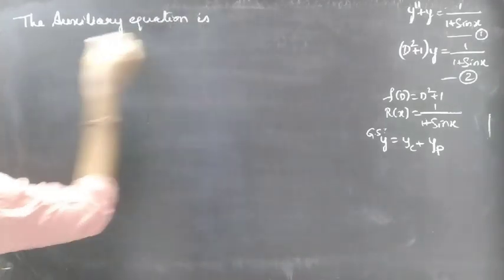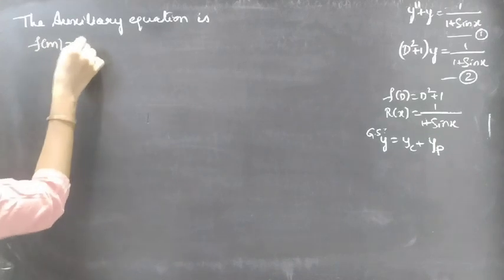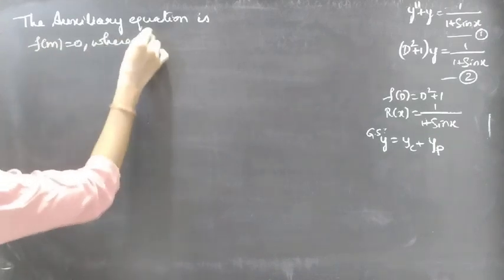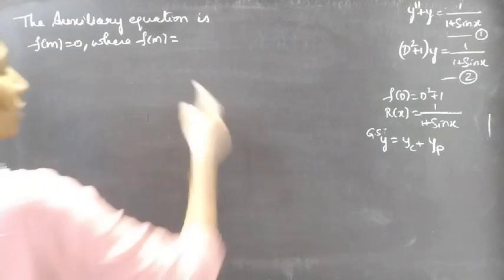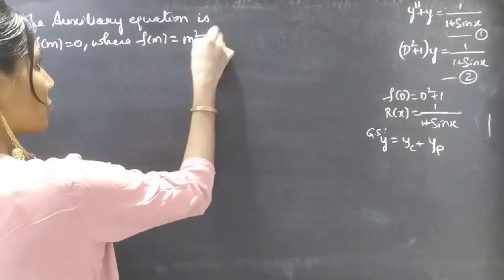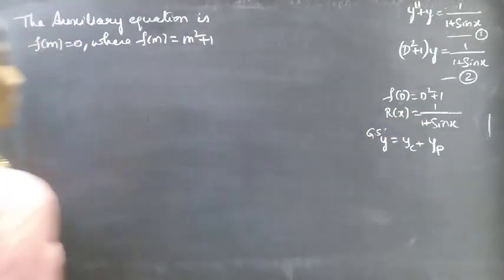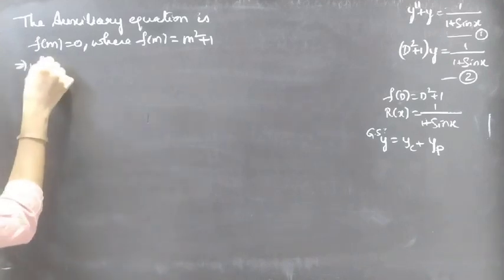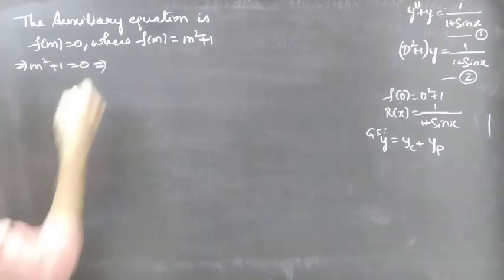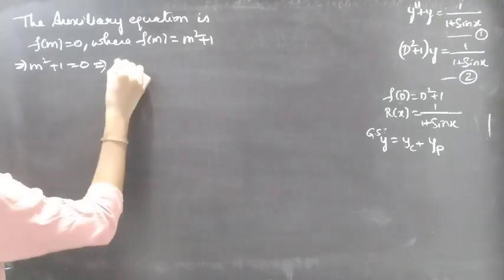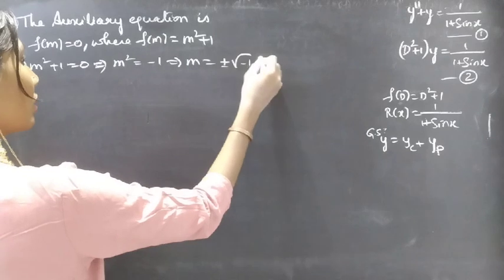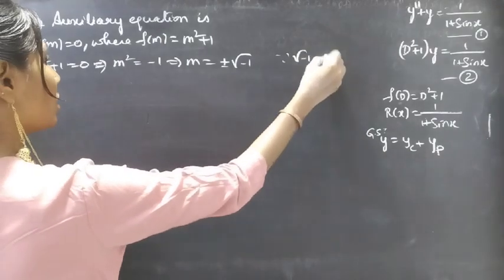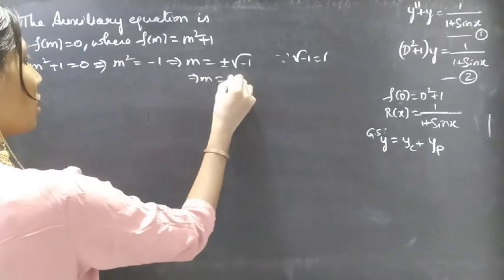The auxiliary equation is F of m equal to 0, where we have F of D as D square plus 1. Let's replace the differential operator D by m, so that we'll get F of m equal to m square plus 1. Then the auxiliary equation becomes m square plus 1 equals 0. From this we'll find the roots. m square equal to minus 1, then m equal to plus or minus square root of minus 1. Since square root of minus 1 is i, we'll get m equal to plus or minus i.